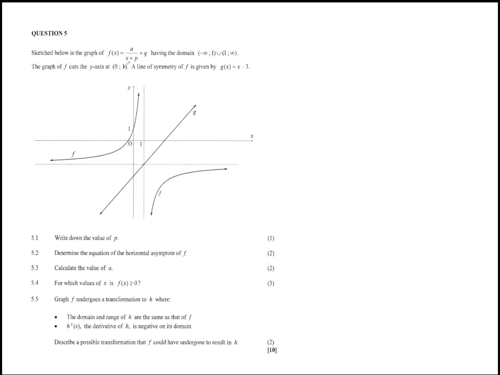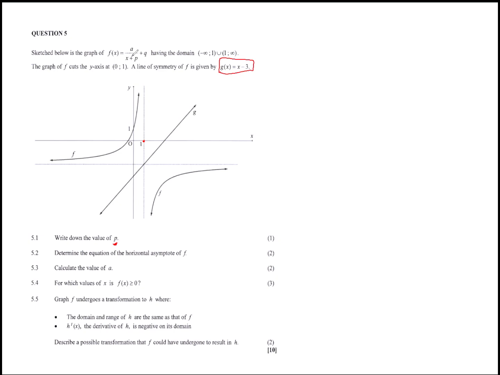The graph of f cuts the y-axis at (0; 1). A line of symmetry of f is given by g of x equals x minus 3. Then we are given that graph there. 5.1 says write down the value of p. Now to crack the value of p, just simply look at your vertical asymptote here. So we see that the vertical asymptote is positive 1.